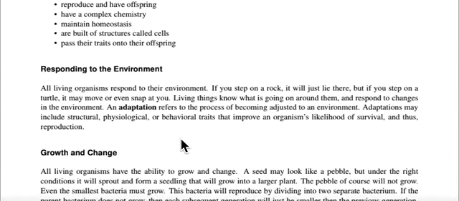So, responding to the environment. We talked about this a little bit before: stimulus and response. All living organisms respond to their environment. If you step on a rock, it will just lie there. But if you step on a turtle, it may move or snap at you. Living things know just what's going on around them and respond to changes in the environment.